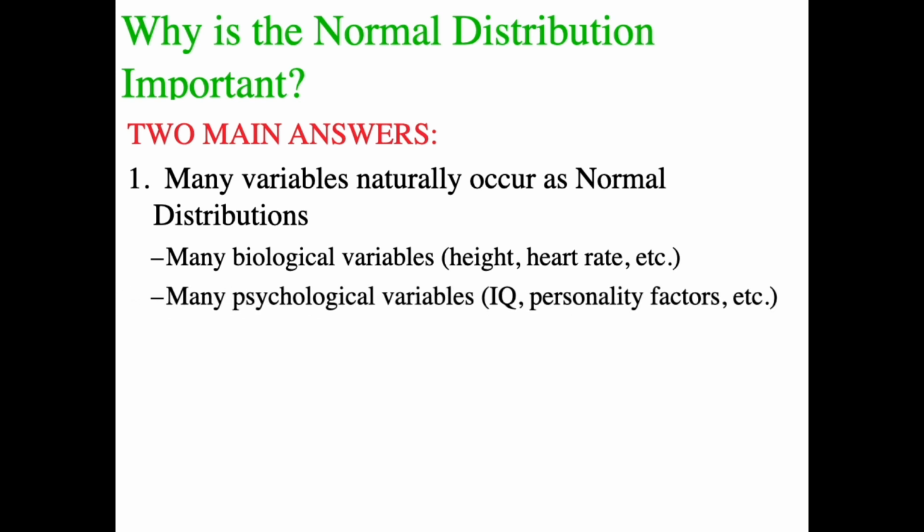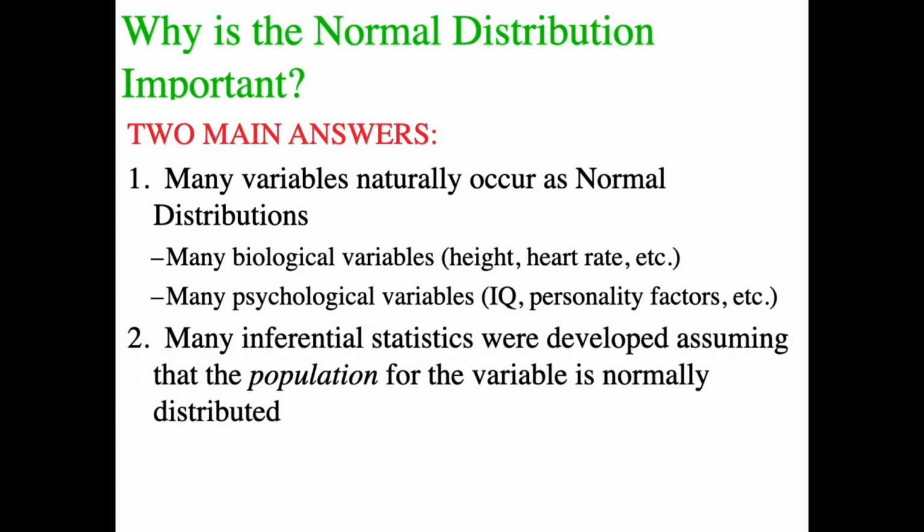Many psychological variables also appear as normal curves in nature. So IQ tends to be normally distributed. Many personality factors that we can measure about people are normally distributed. So it turns out that just in nature, a lot of things actually occur as normal distributions, which is quite handy given the fact that so much of what we're going to be doing in psychology also has normal curves, and we can use some of the properties of normal distributions as we conduct our statistics.